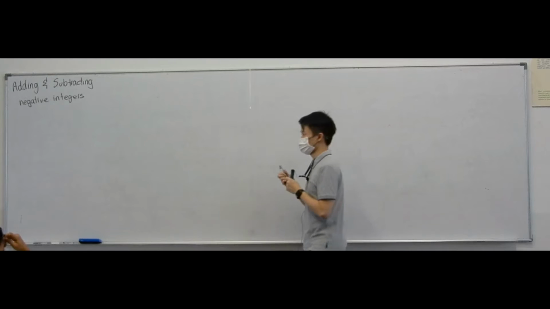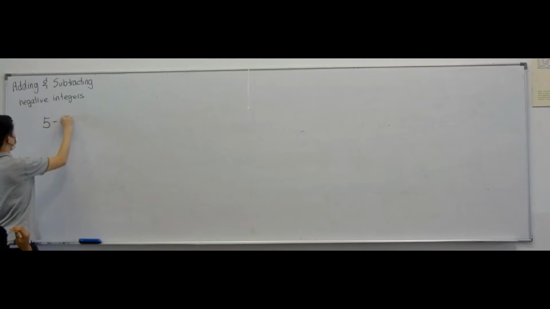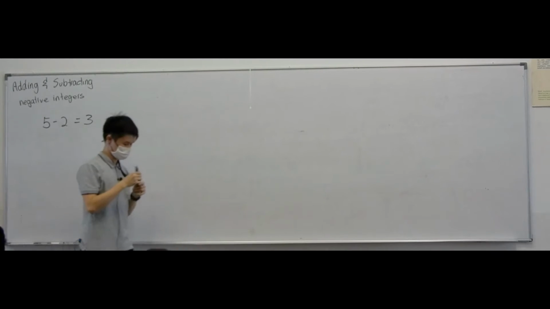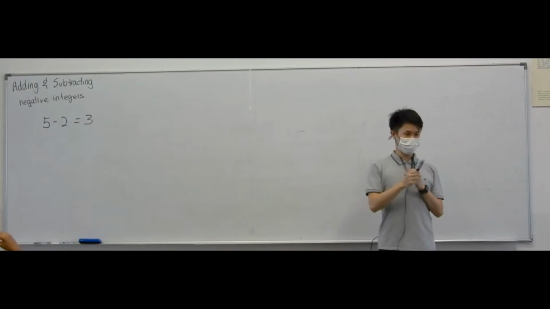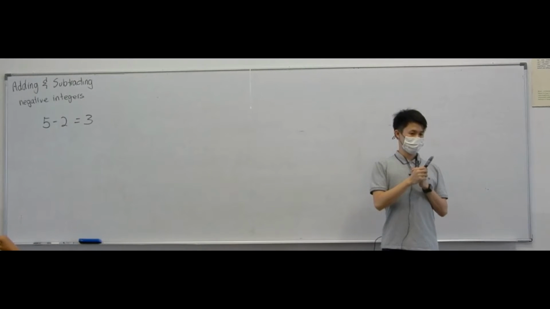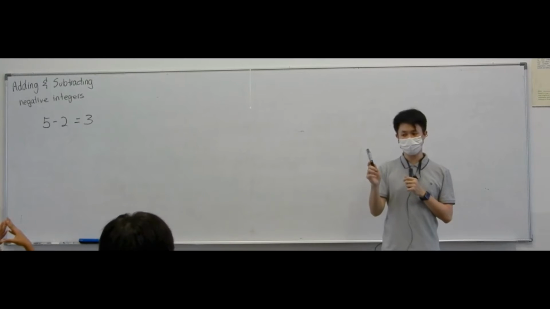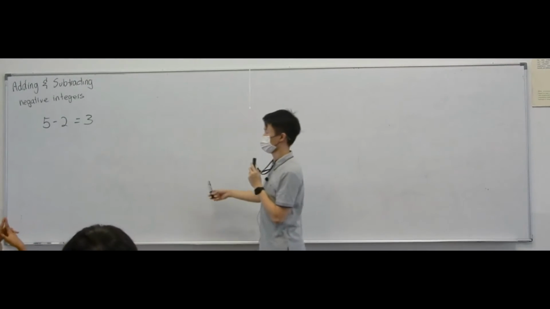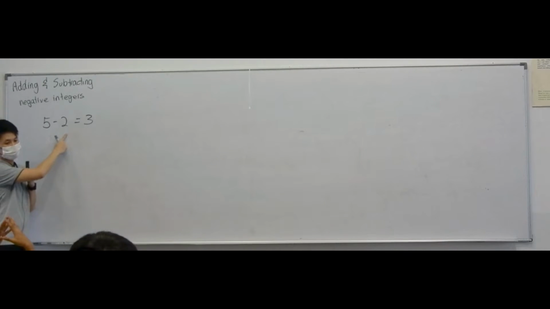Now, in primary school, you learn how to do very basic 5 minus 2, right? And that is equal to 3. Okay, can I say that 5 is a positive integer? And I'm subtracting 2, which is a positive integer as well. Now, can I say that 5 is bigger than 2?